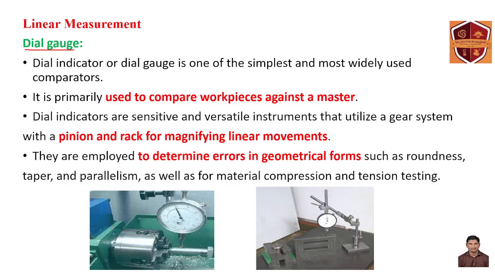The dial gauge works on the rack and pinion mechanism. See, this is the rack and pinion mechanism. That's why this is the main working principle of dial gauge. To determine the error in geometrical forms, its principle is rack and pinion mechanism. It's used to compare the workpiece against the masterpiece. Okay, this is the dial gauge. It's one of the tools to measure the linear dimensions.